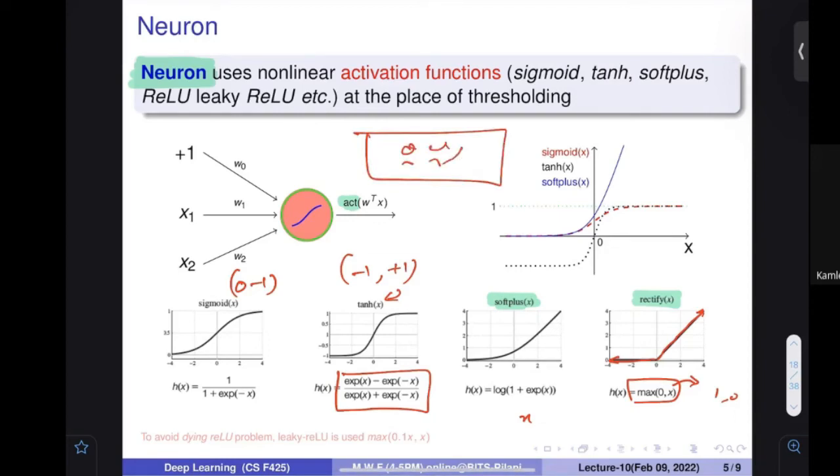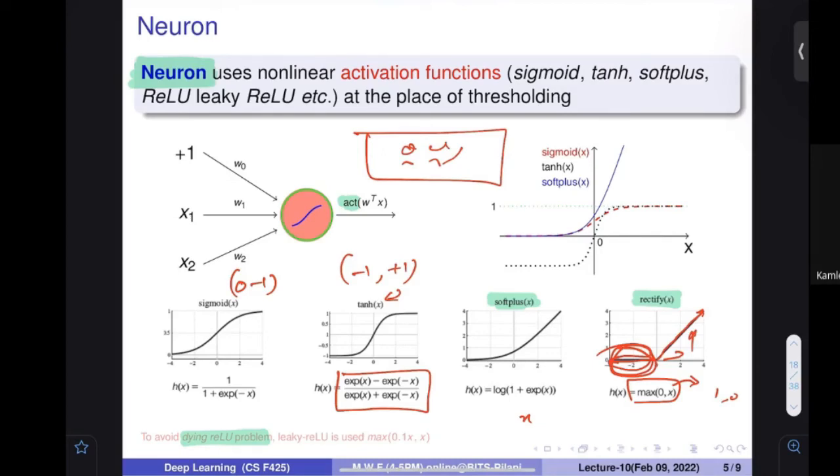However, there is a problem. The problem is called the dying ReLU problem. On the positive side, if you are here, you have the gradient. Otherwise, what is the gradient at this particular point? It is 0. There is no gradient, so what does that mean? If you are in this region, you are not learning. Again, this is a big problem. On the negative side you are actually not learning.